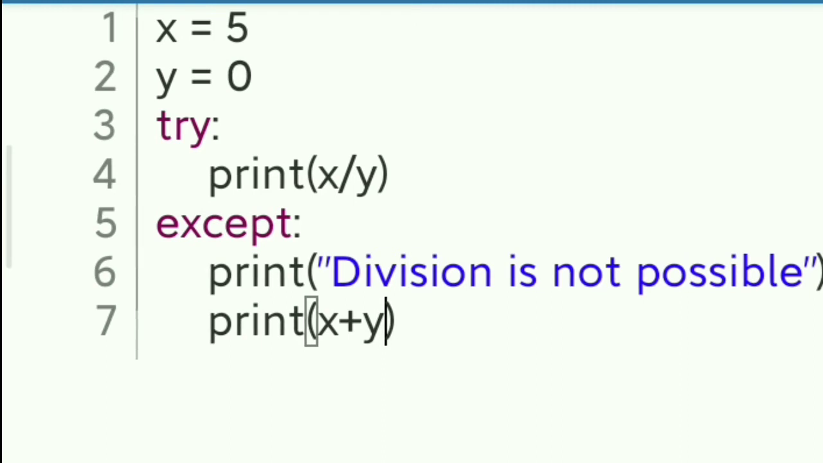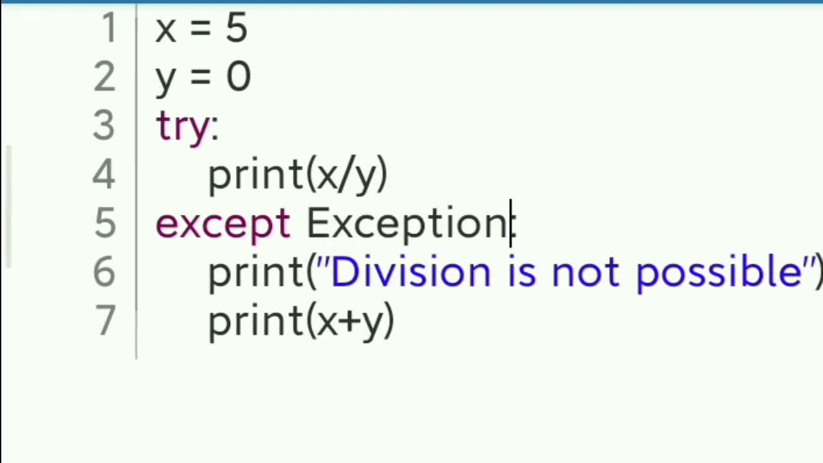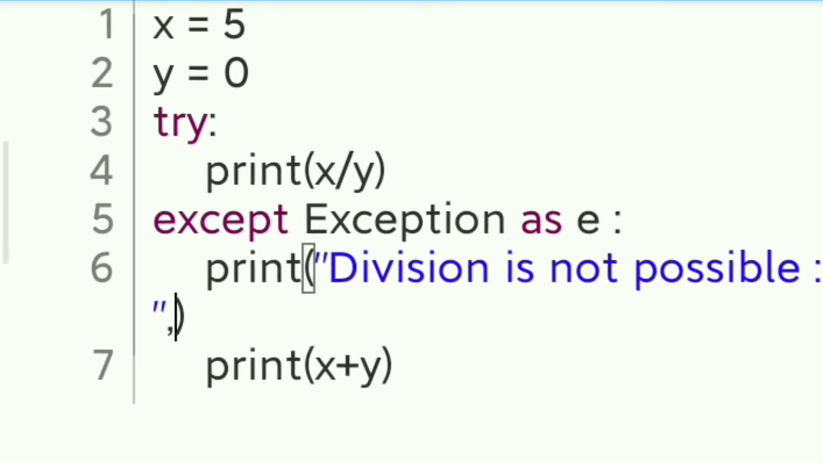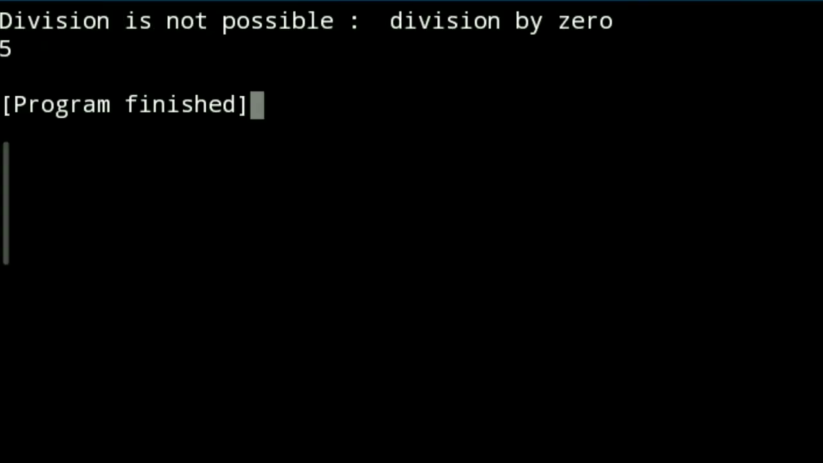Now we want to see what error occurs in the try block. For that we use Exception in the except block. Let's suppose we put Exception as e, assigning it as e, and print e. Then it will print the error message of what error occurred in the try block. It will show the division by zero error.